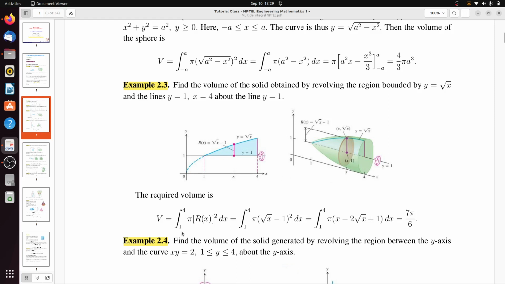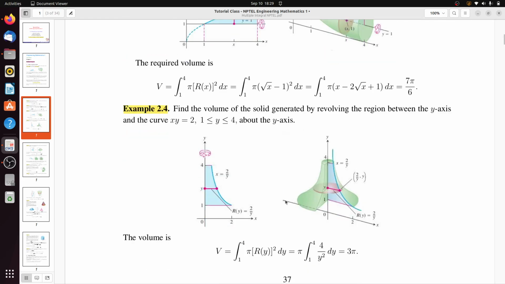So V equals the integral from 1 to 4 of pi times r(x) whole square dx. This is the integral from 1 to 4 of pi times square root of x minus 1 whole square dx. If you use the (a minus b) whole square formula, you will get x minus 2 square root of x plus 1 dx, and if you simplify it, you will get 7 pi by 6.